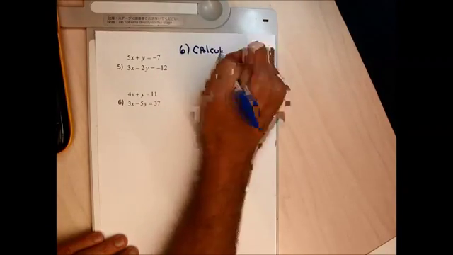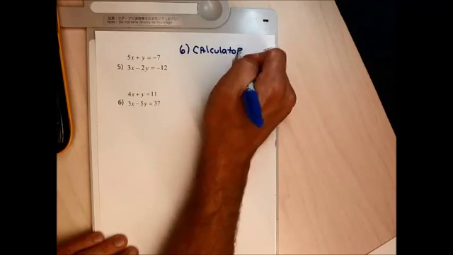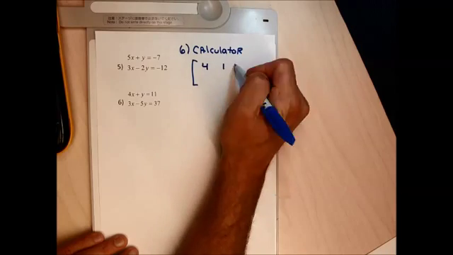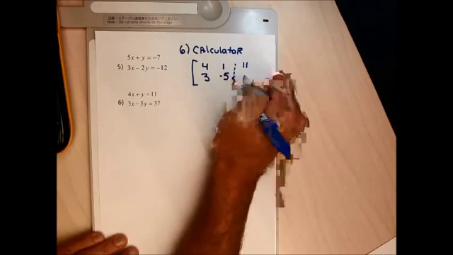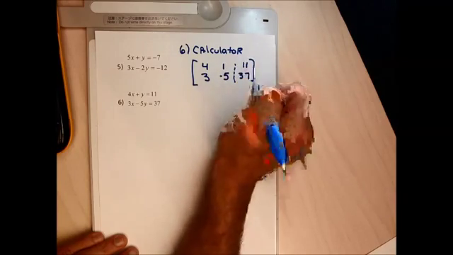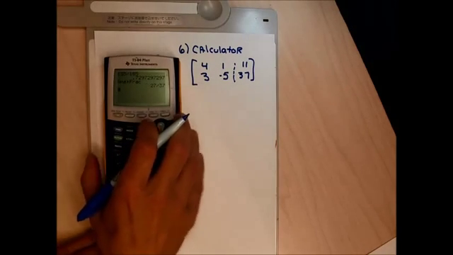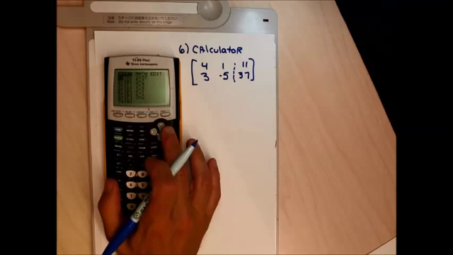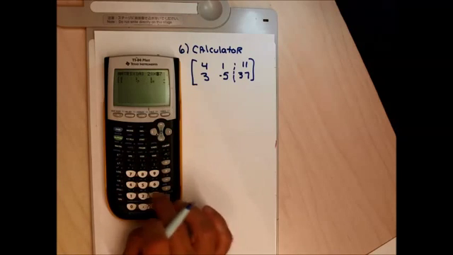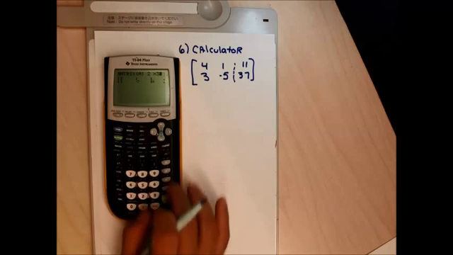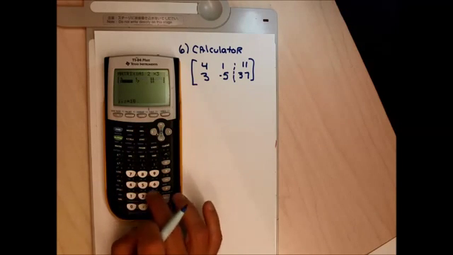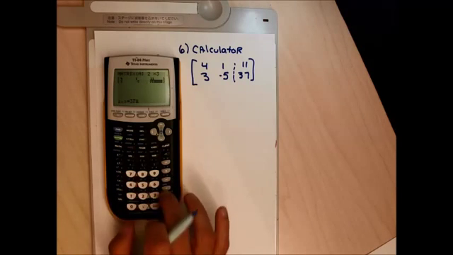first. If I'm asked to solve a system of linear equations using matrices, I always do my calculator work first. The matrix I'm going to have is 4, 1, 11, 3, negative 5, and 37. I'm going to enter this in matrix A as a 2 by 3 matrix. So I'd go second x inverse for matrix, over to edit, type 2, enter, 3, enter, then 4, 1, 11, 3, negative 5, 37.